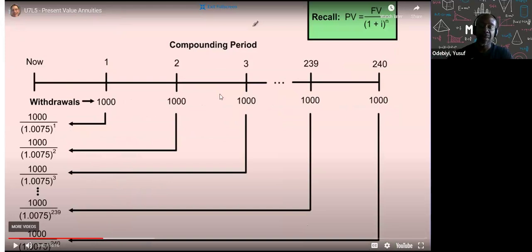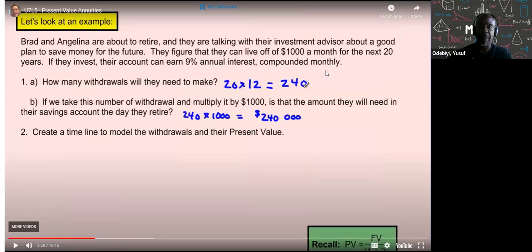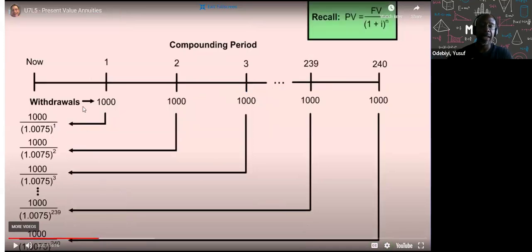And then this is my compounding. I think the compounding period is monthly. Let me just double check. It's compounding monthly. Okay. So if it's compounding monthly, the first $1,000 I take out only got compounded by 1 month, because it came out already, right?